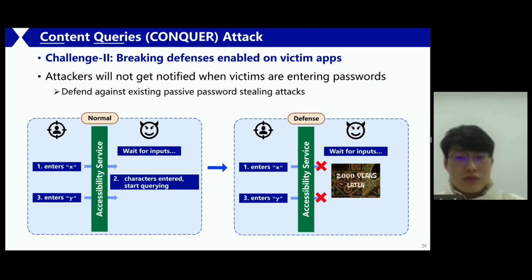The second challenge is to break defenses enabled on victim apps. Accessibility events sent by Android apps may contain sensitive information, and attackers can steal this information by sniffing accessibility events. So to mitigate this kind of attack, some Android apps just suppress every outgoing accessibility event when users are entering passwords. However, this mitigation happens to hinder our attack because we won't get notified by incoming accessibility events when the user enters the password or submits the password.